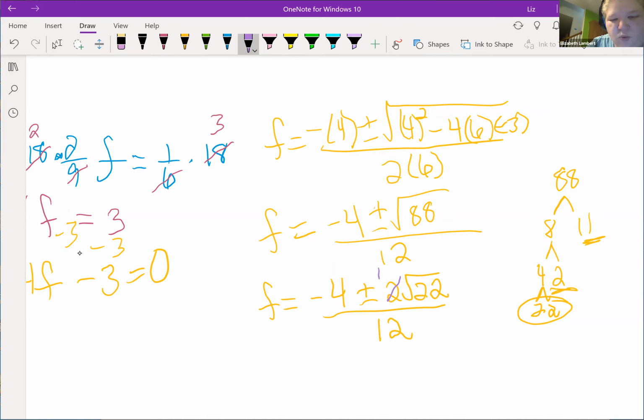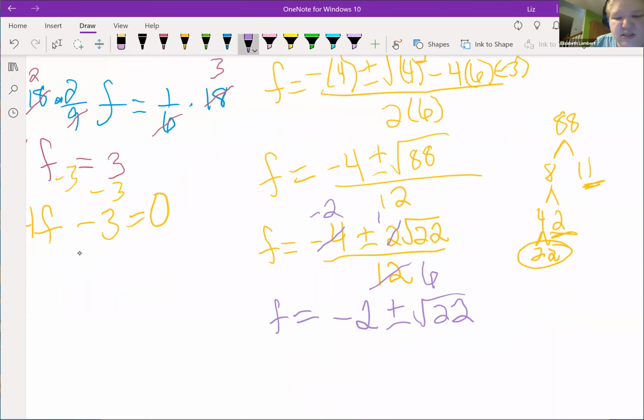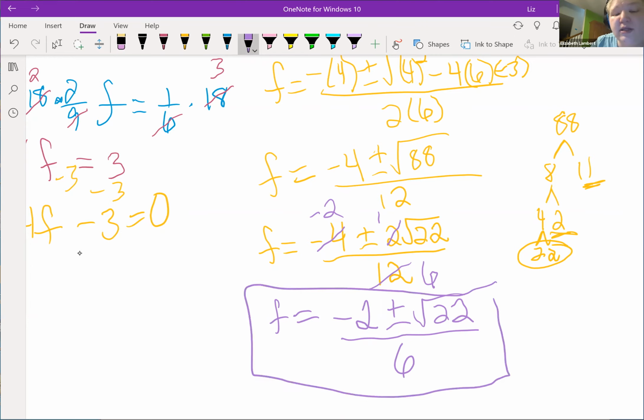Divide by 2, this is a 1. Divide by 2, this is a negative 2. Divide by 2, this is a 6. Negative 2. When it's down to a 1, you don't have to write the 1, so just square root of 22. It's not incorrect technically, but some computer programs will get persnickety about it. So there is our ridiculous solution.